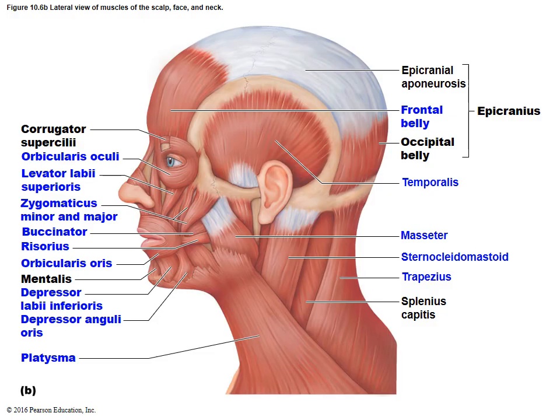Alright, so here is a little profile or lateral view, and let's make sure that we've taken a look at all of them. I think we skipped a few, so we want to make sure that we have everything. We saw the orbicularis oculi already. We saw the levator labii superioris. We have our smiling muscle, the zygomaticus.